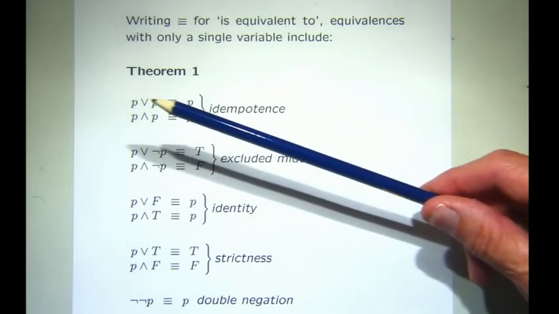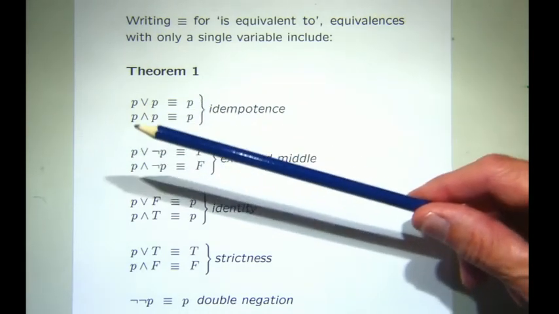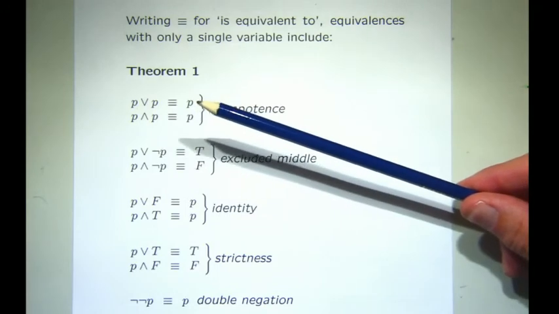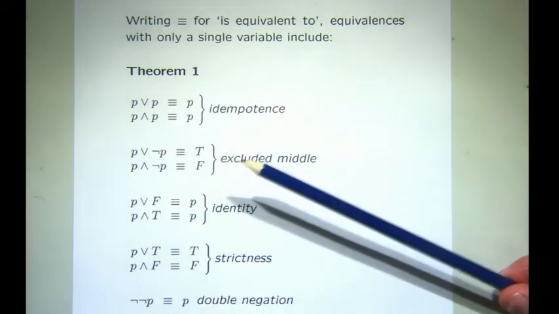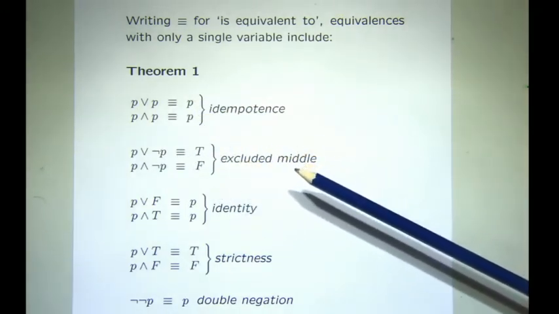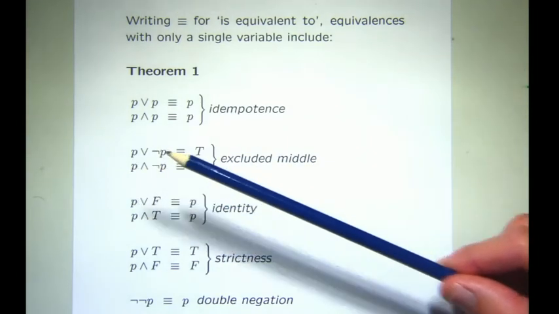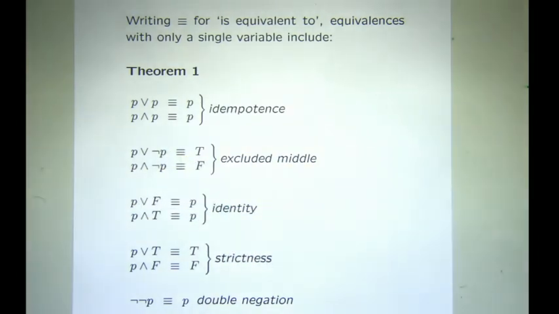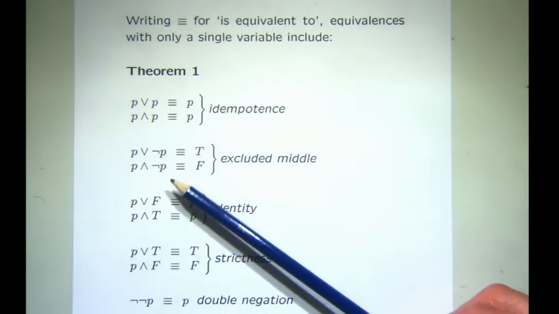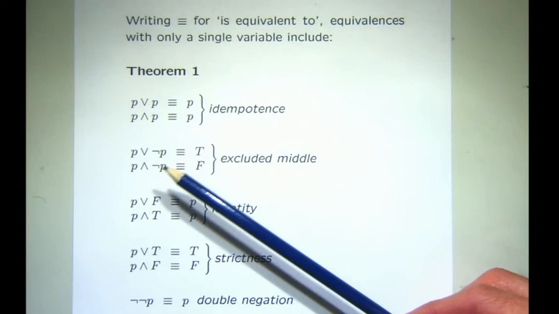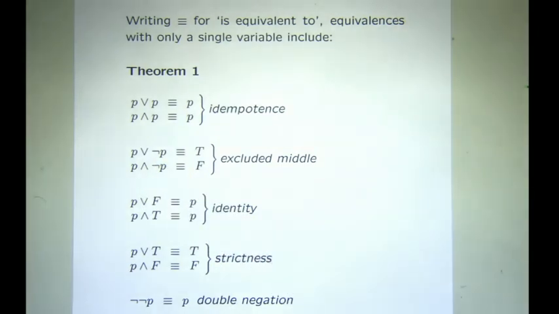So if you've got the same input, then whether it's an OR or an AND we're looking at, the output is again just that same thing. Excluded middle, we saw this a moment ago as an example. So P or not P, one of those must be true. There isn't a middle ground. And similarly, P and not P, one of those is going to be false. There isn't a middle ground where somehow both P and not P are not quite true or not quite false.